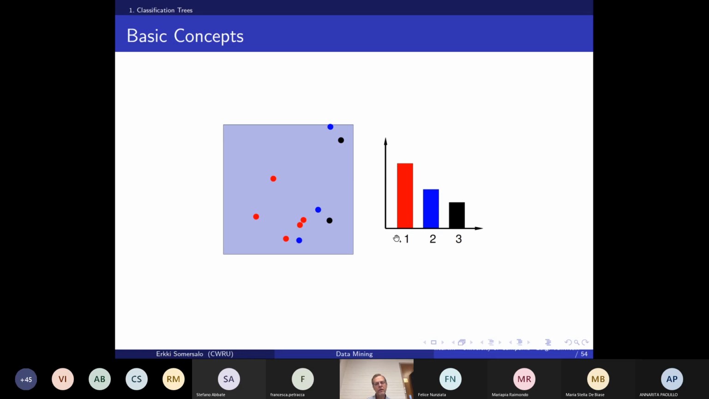So red represents here the simple majority, or rather the most abundant vote, let's say. If you use this rectangle for classification, and you ask which class your unknown point belongs to, your best bet would be that the point belongs to the red class, because that's the largest class in this rectangle. So these histograms are representing the probability distribution, if you wish.